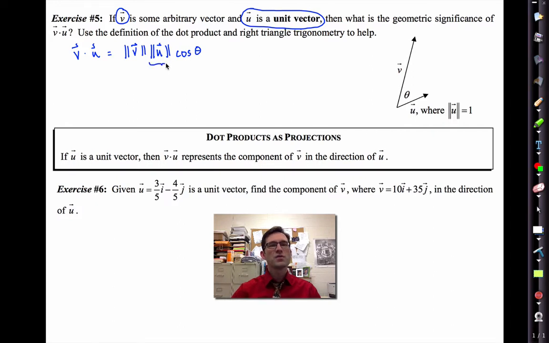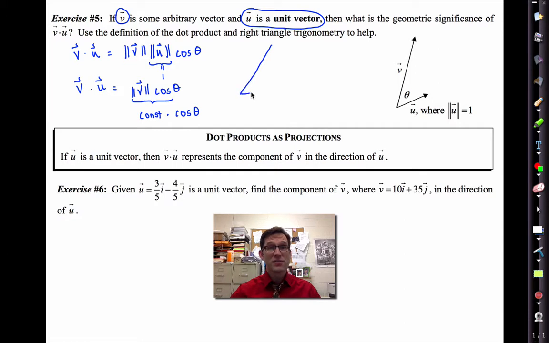But remember, in this case, we're saying that the length of u is 1, right? So that's just the length of v times cosine theta. Now that should look kind of familiar, right? You should have seen things like r cosine theta. Anytime you have a calculation that looks like some kind of constant times the cosine of some angle, then that is literally right triangle trig.